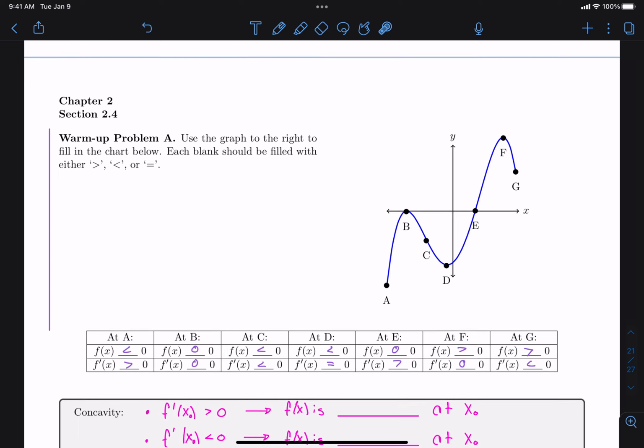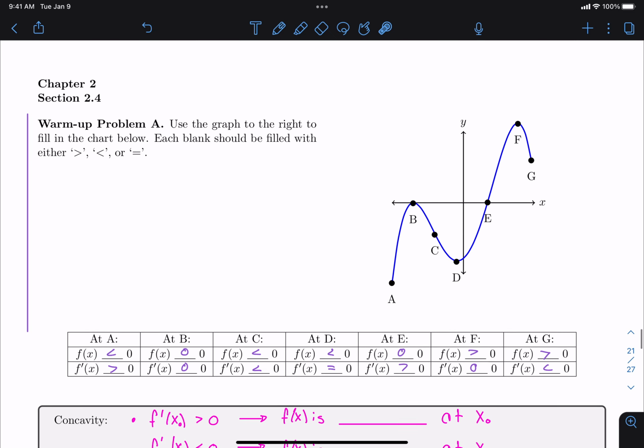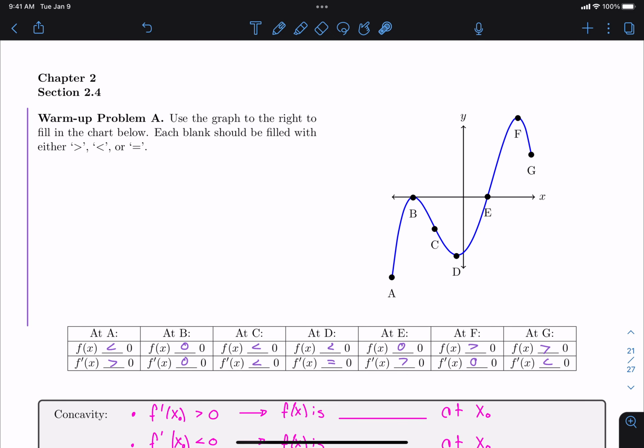Okay, so this is telling us something about whether the function is going up or going down. That's what the derivative tells us, whether the function is increasing or decreasing. And if so, at what rate? What's the steepness? And the function value itself tells us the height, okay?